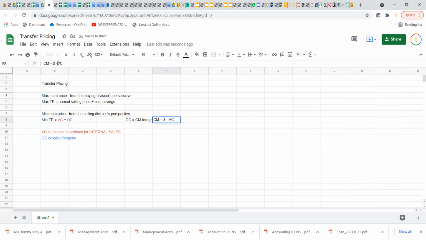This variable cost is not necessarily the same as that variable cost. The variable cost in red is the variable cost to produce an item internally for your buying division. This variable cost over here, when you work out contribution margin for the opportunity cost, is the variable cost incurred for external sales. So that's very, very important to understand.